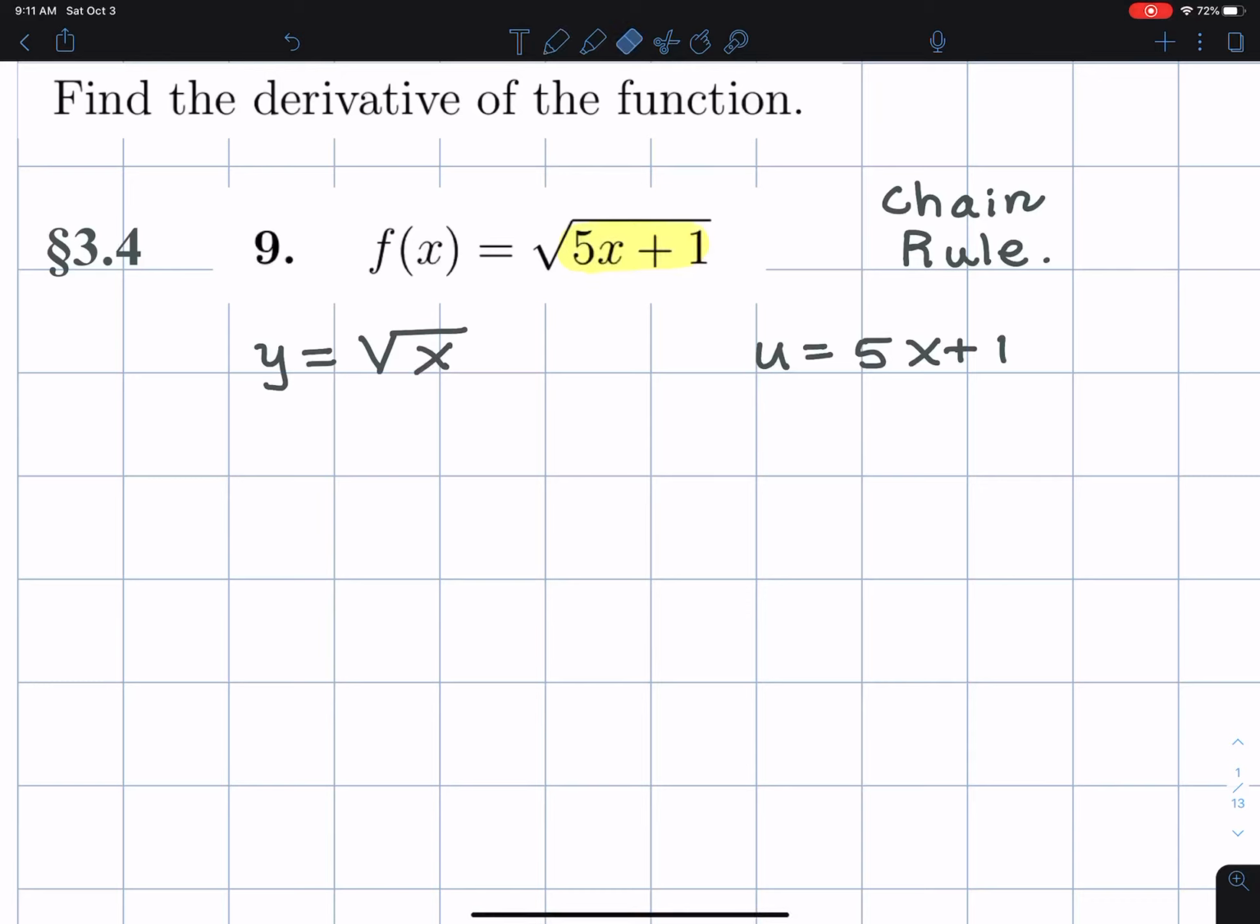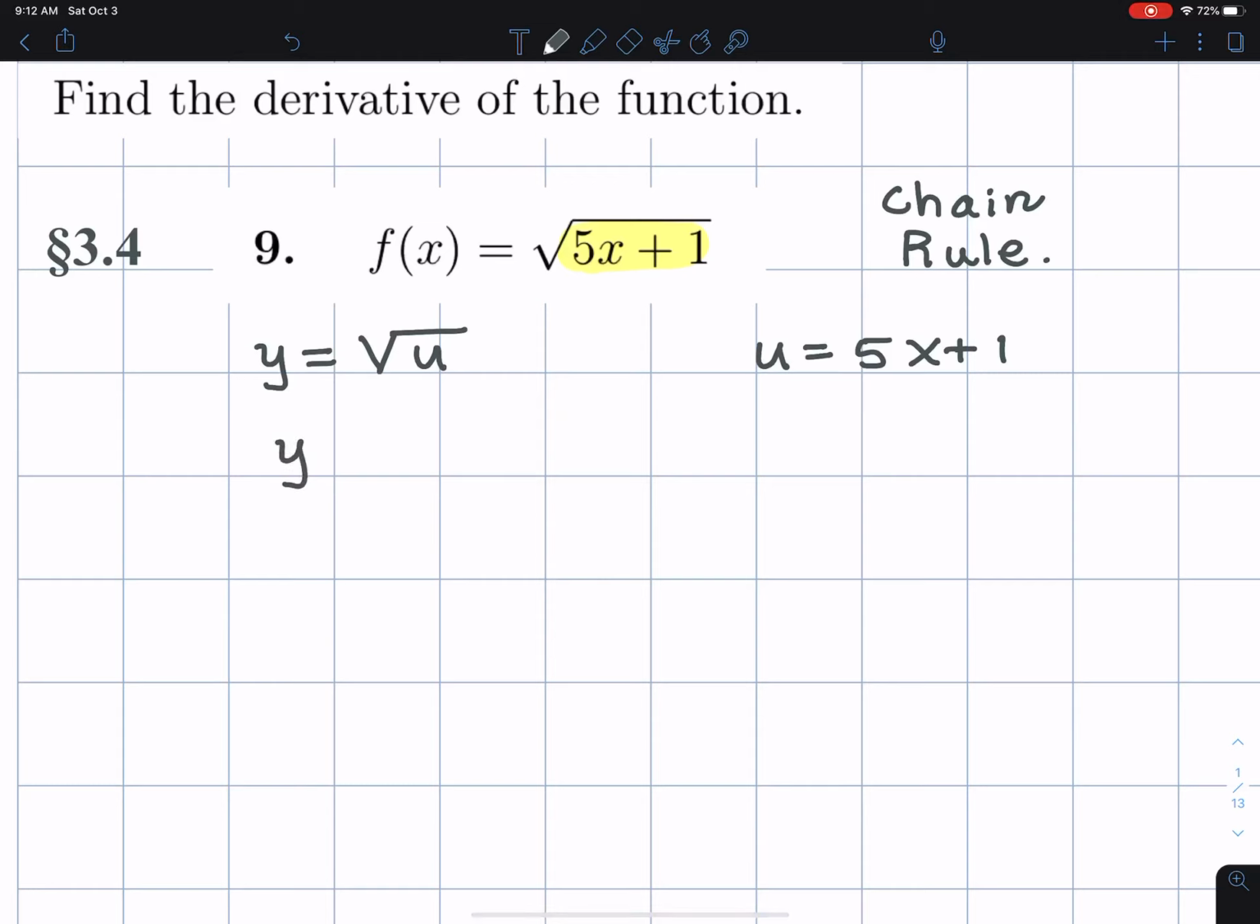Okay? So, essentially, the chain rule says that I find the derivative. Well, that's not right. Sorry. I should write y equals the square root of u. Okay, because u is 5x plus 1. Now, essentially, the chain rule is saying that I take the derivative of each of these functions and multiply them together. That's the chain rule.